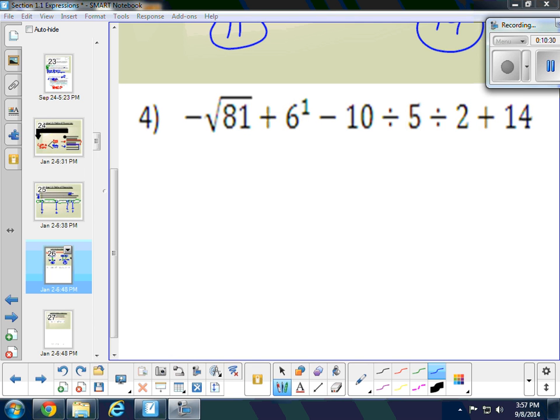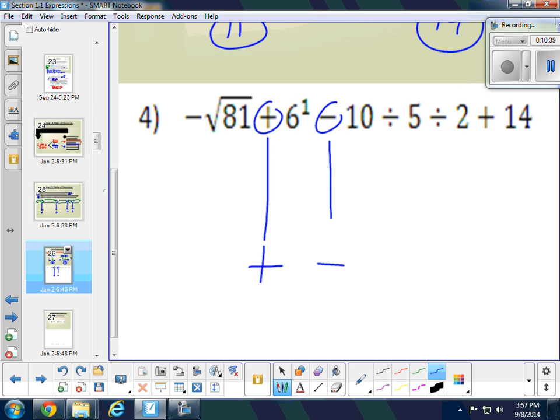Eighty-one plus 6 to the first minus 10 divided by 5 divided by 2. Right now, again, it looks like there's a lot of things going on. I could definitely do PEMDAS, that would work. But a nice way to just break the problem apart to make sure that I do the problem in the correct order is to drop down addition and subtraction signs.